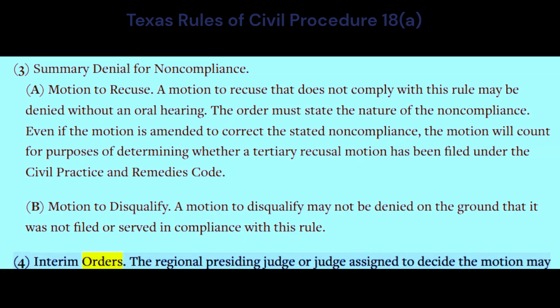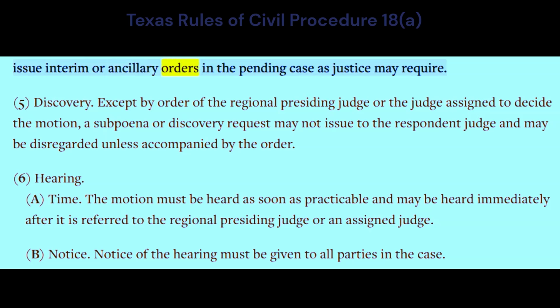4. Interim orders. The regional presiding judge or judge assigned to decide the motion may issue interim or ancillary orders in the pending case, as justice may require. 5. Discovery. Except by order of the regional presiding judge or the judge assigned to decide the motion, a subpoena or discovery request may not issue to the respondent judge and may be disregarded unless accompanied by the order.